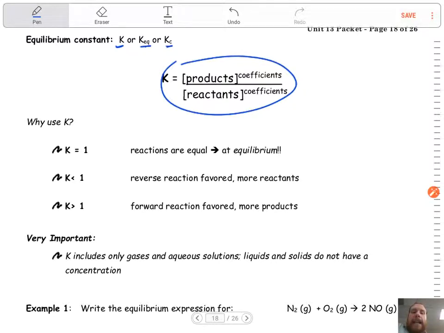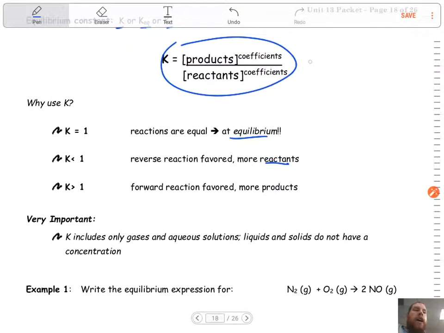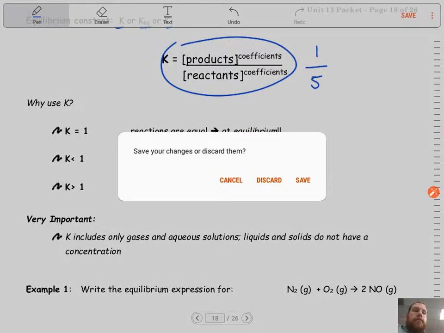What K allows us to do is, if K equals 1, it's equilibrium. If K is less than 1, the reverse reaction is favored, meaning you have more reactants. And if you take a look at this graph, if I have 1 over 5, that's less than 1.